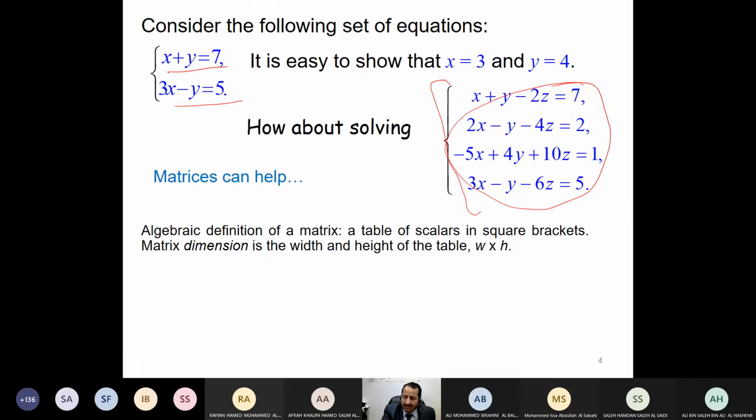Then when you get the matrix, you will learn the operations that you can apply on a matrix easily to find the solution. So later on, you will see we are going to use matrices to solve sets of linear equations, sets of differential equations, and so on. This will be very easy to solve using matrices.